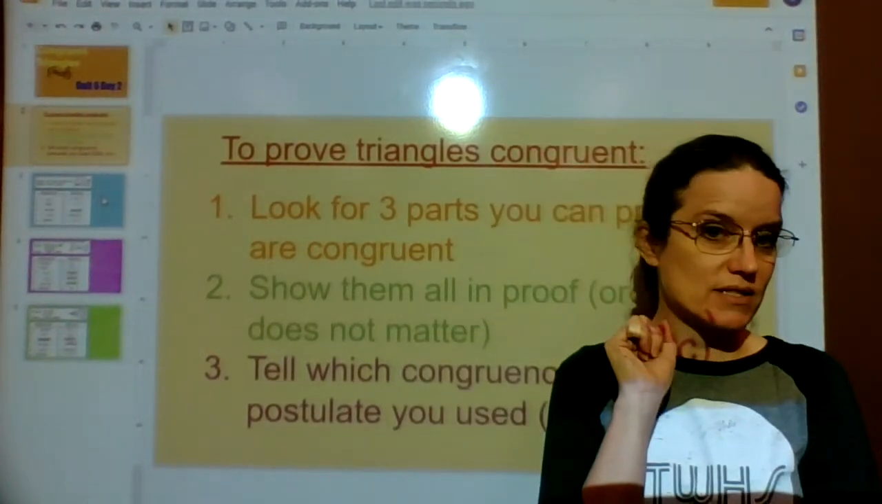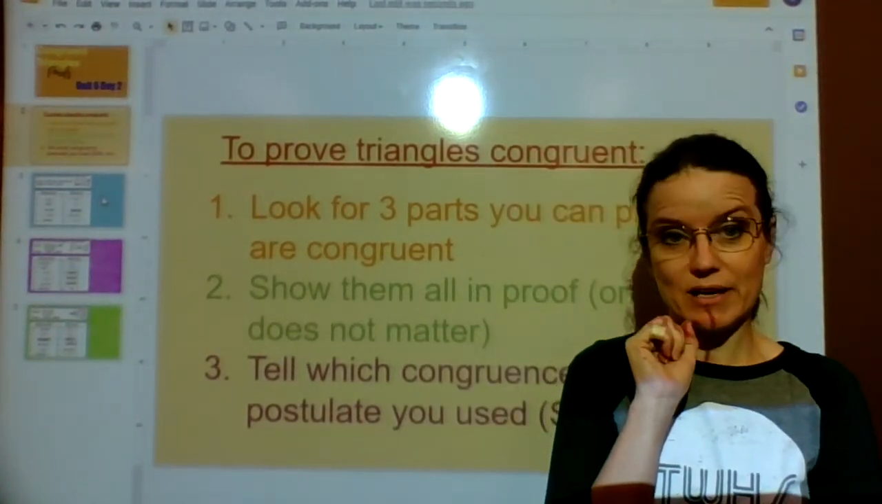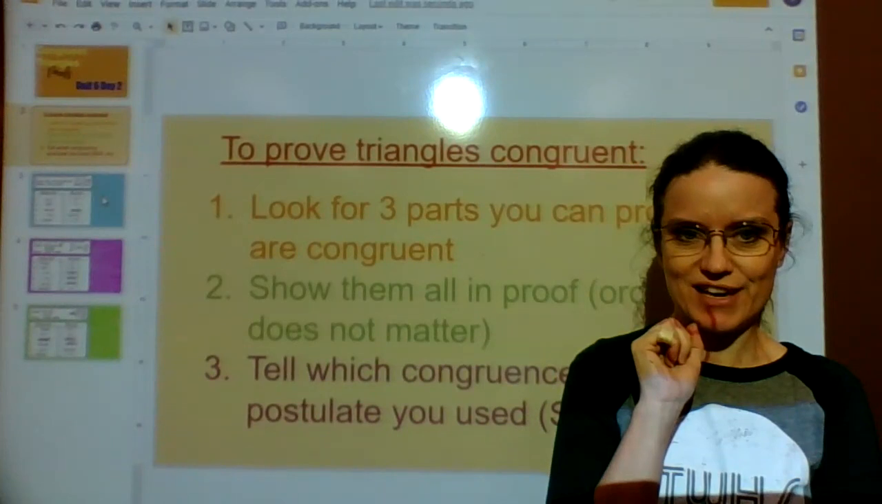Now, what if the triangles can't be proven congruent? Well, then you got a problem, and we probably won't ask you to do that in a proof.